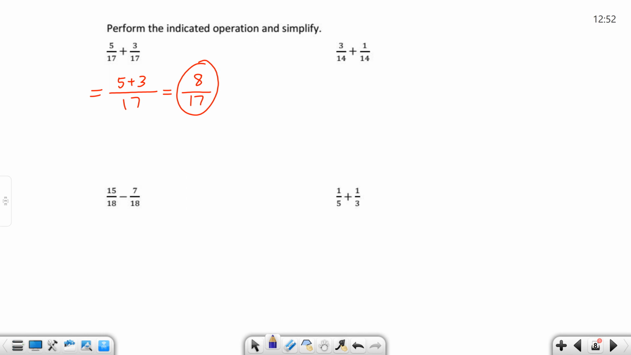So what about 3 over 14 plus 1 over 14? Again, my denominators are identical, so I can have everything over 14. And then the numerator is 3 plus 1. What is 3 plus 1? 4 over 14.